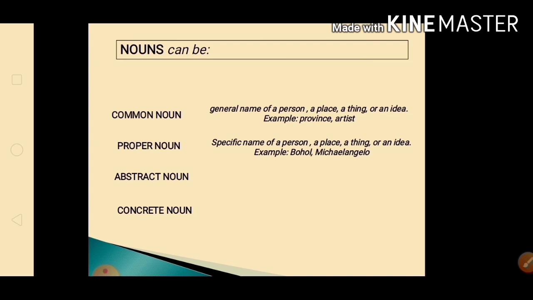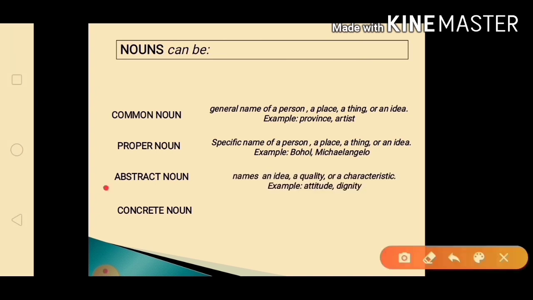So, we already knew what province we're talking about, which is Bohol. So that's why it's a proper noun. Michelangelo is an artist, right? So alam na kagad natin kung sino yung artist na tinutukoy natin, who is Michelangelo. That's why it's a proper noun.